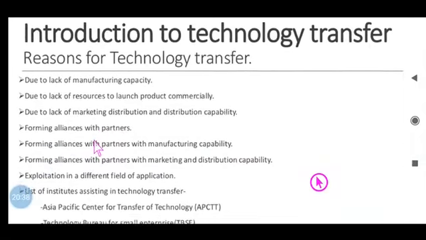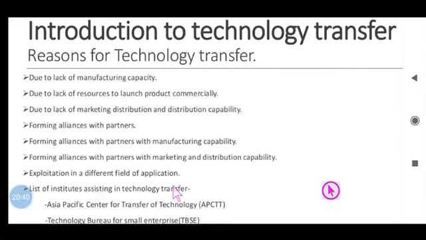Then forming alliance with partners with manufacturing capacity, as we discussed earlier. The researcher can make the alliance with a partner having manufacturing capacity. Similarly, forming alliances with partners with marketing and distribution capacity. The researcher can make the alliance with the partners having marketing and distribution capacity.